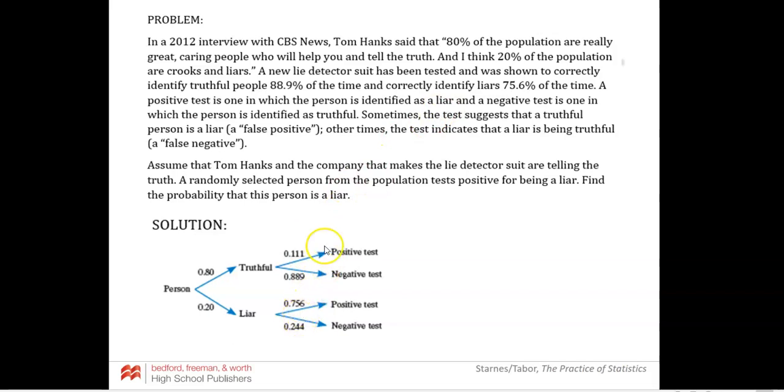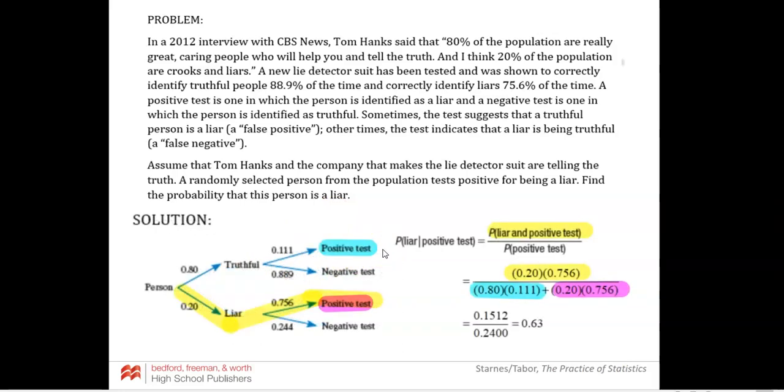Okay, so you get your tree diagram. I would figure out all 4 of those probabilities at the end. Just use your calculator and multiply through on each one. And it says, let's see the question: a randomly selected person from the population tests positive for being a liar. Find the probability that person is a liar. So test positive. Now we have to figure out 2 of those things, right? We're going to figure out those 2 and add them up.